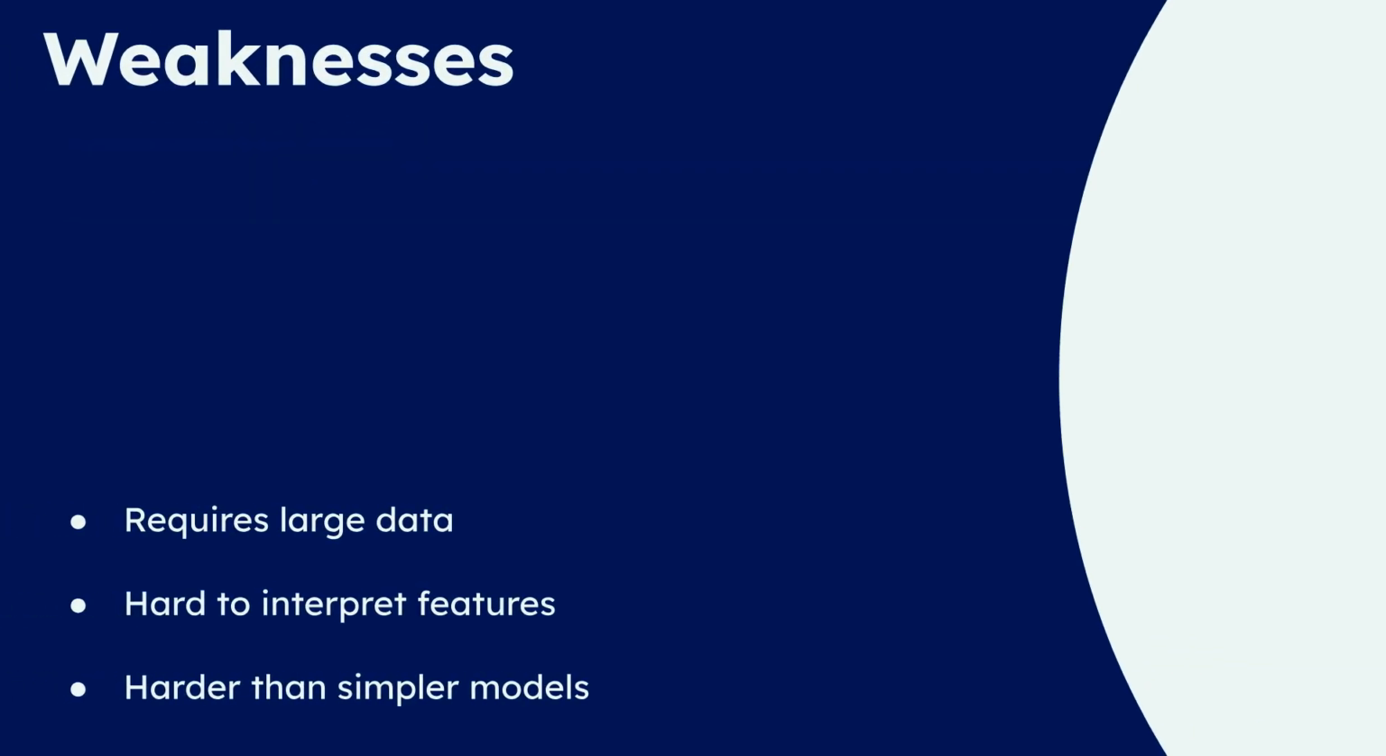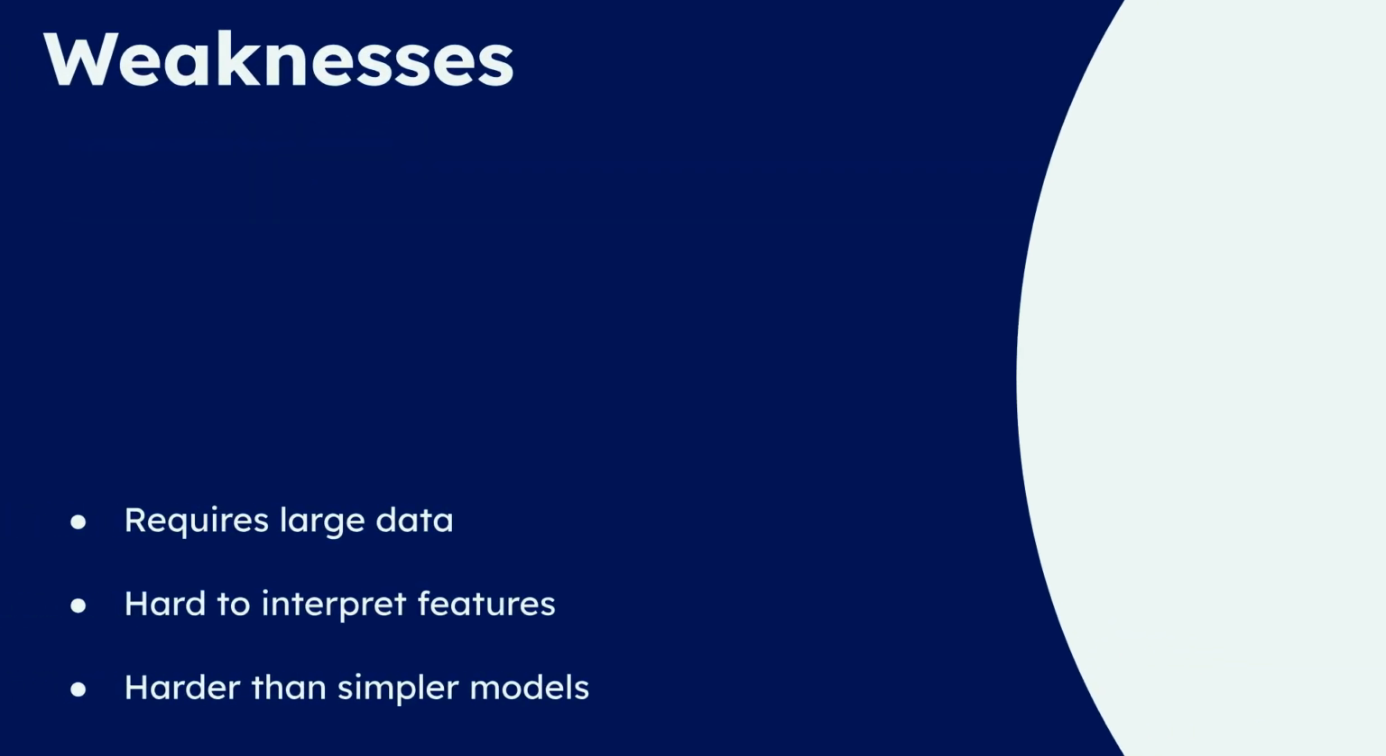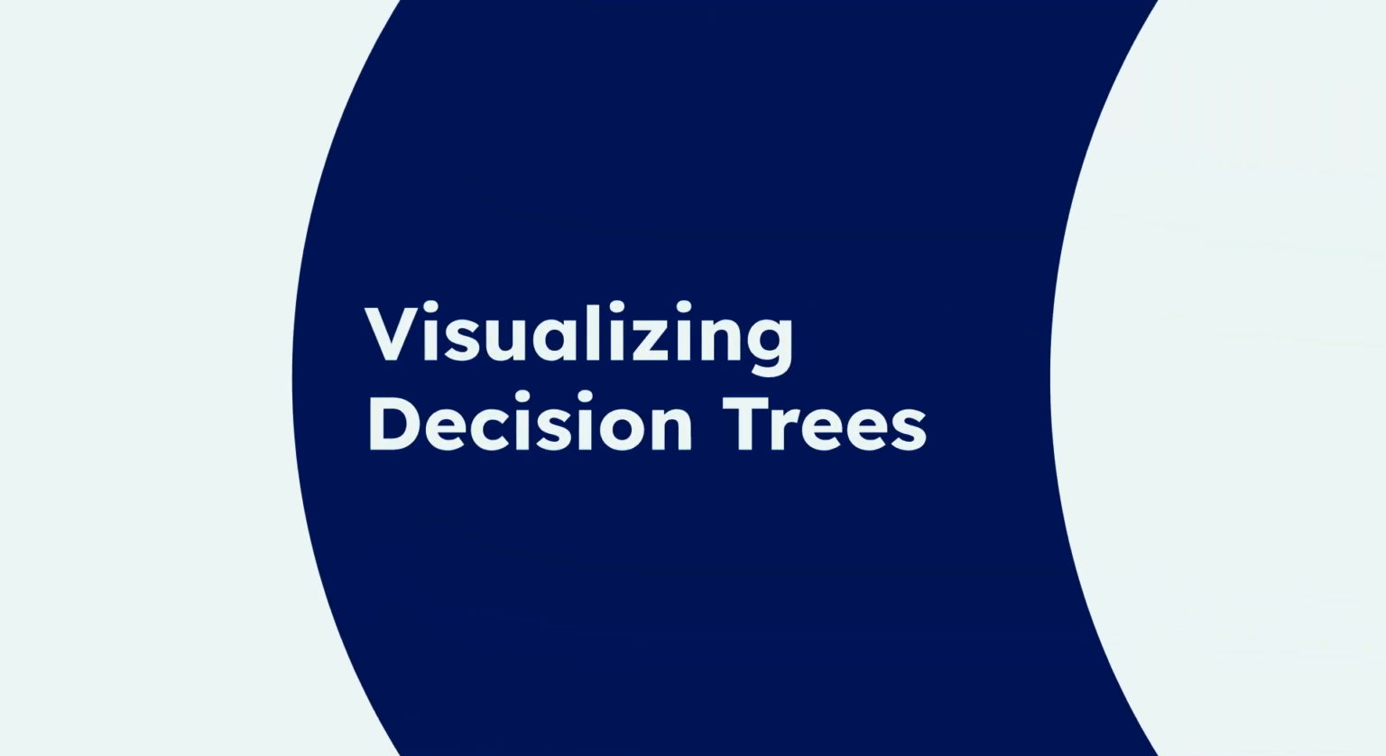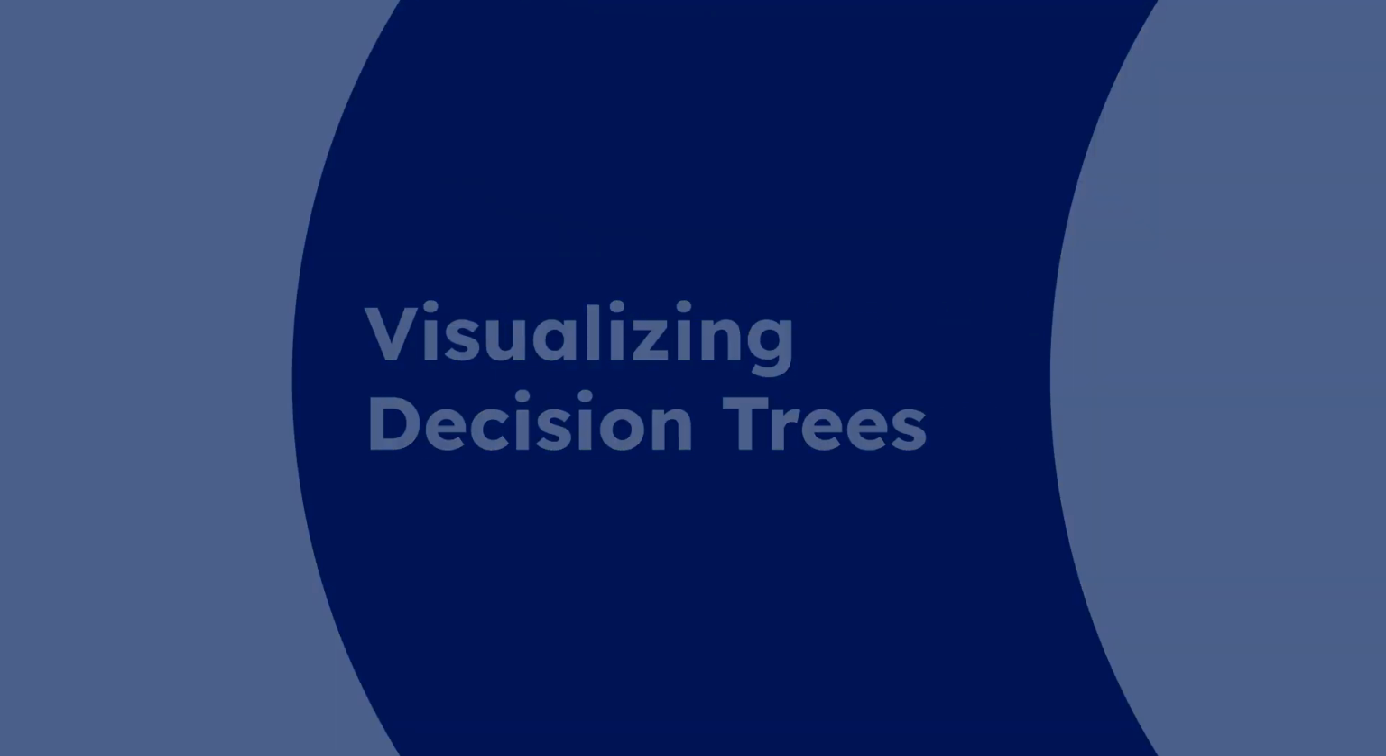Despite their strengths, regression trees have limitations. They require large amounts of training data, and it can be difficult to determine the overall effect of individual features. Large trees may also become harder to interpret compared to simpler regression models. Visualizing the tree structure is crucial for understanding its logic.